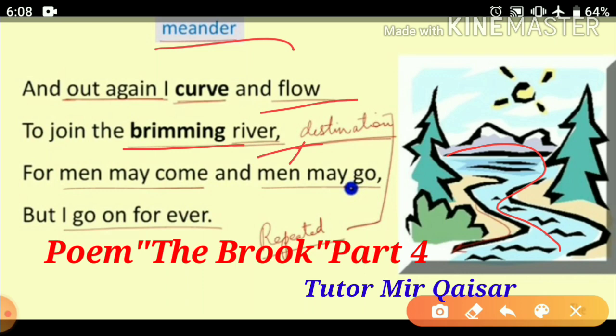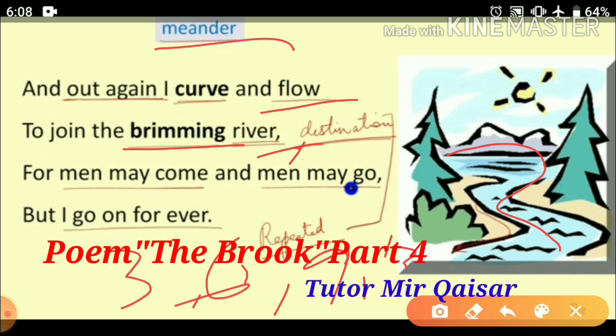And these lines have been repeated in stanza number 3, stanza number 6, stanza number 9 and stanza number 13. This is called a refrain. When a line or more than one line are repeated again and again to emphasize something, to lay stress on something, this is called a refrain or a repetition.